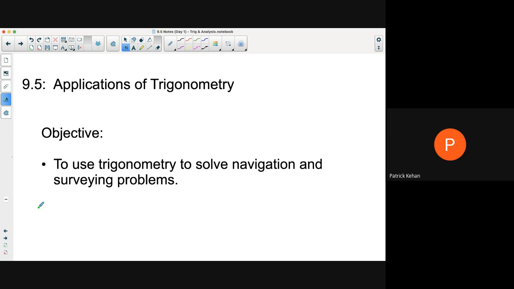So today we're going to start section 9.5, which is applications of trig. Our goal is to solve navigation and surveying problems. We're still going to be using the same concepts that we covered in sections 9.3 and 9.4 with law of sine and law of cosine. You're still going to be dealing with triangles, finding angle measures and side lengths of triangles.